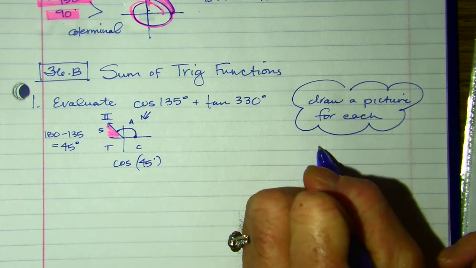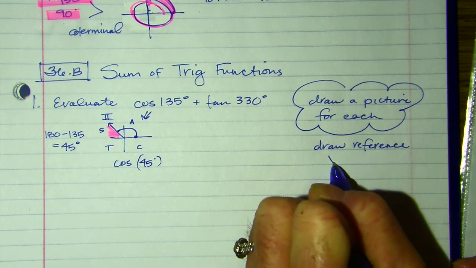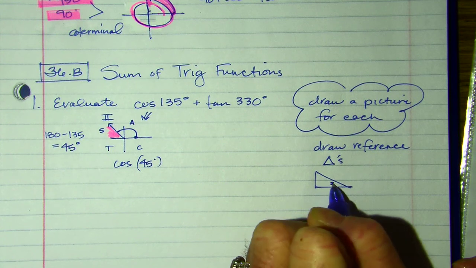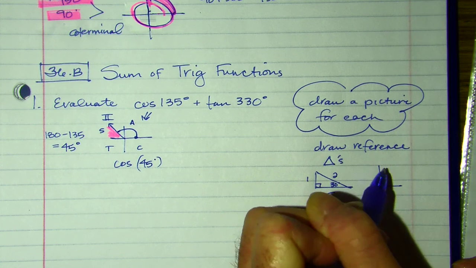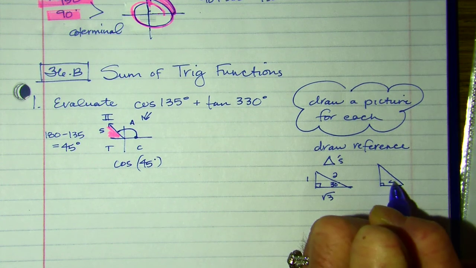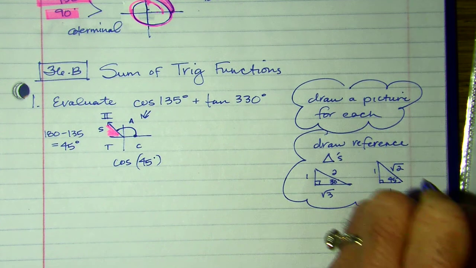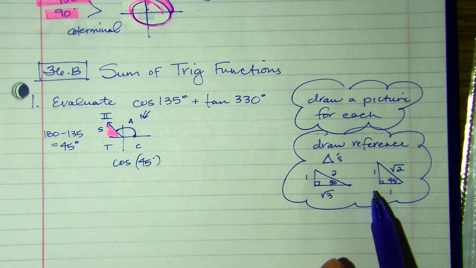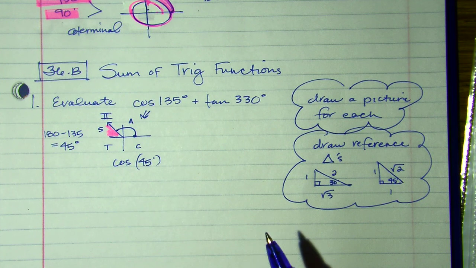So I'm also going to draw reference triangles. Some of you didn't even do that, so draw reference triangles. So I've got my 30, 60, 90, so 1, 2, root 3. And I've got my 45, 45, 90, so this would be 1, 1, root 2. Anytime you see trig functions, you should do both of these. You should be drawing a picture for each to know what quadrant you're in. And you should be drawing your reference triangles. You can draw them one time, but then you have them for the whole assignment.